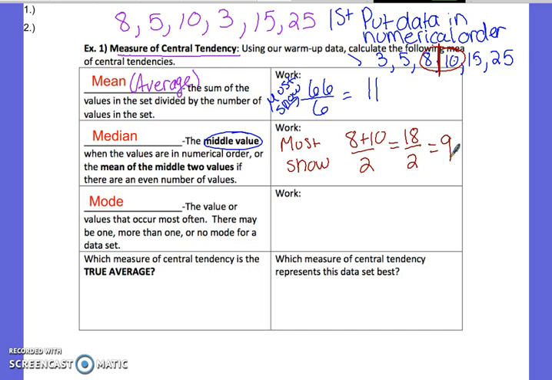Your mode is the value that occurs most often. There may be one, more than one, or no mode for a data set. Every number in my data set only occurs once. So in this case, there is no mode. Which measure of central tendency is the true average? Well, that would be your mean.